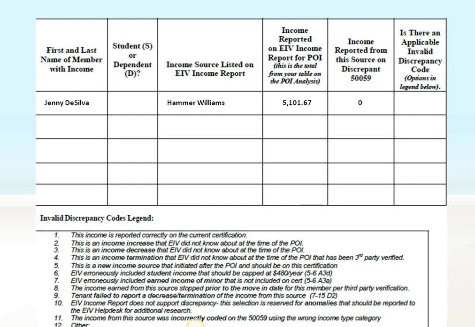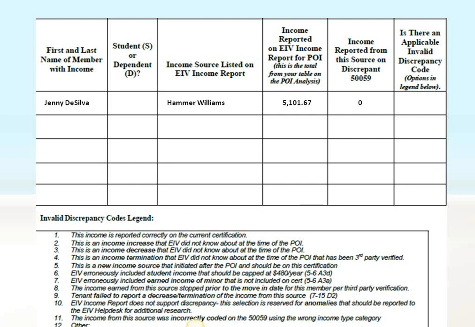EIV is looking back at this historical time frame that is incredibly outdated, right? Think about what your period of income is here. It's going all the way back to Q3 of 16 and it's ending Q3 of 17. The discrepant cert that you're looking at is a 12/1/17 cert. You see how these assumptions all play into this?